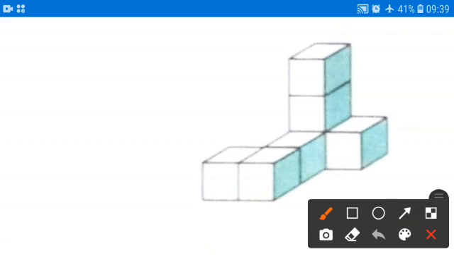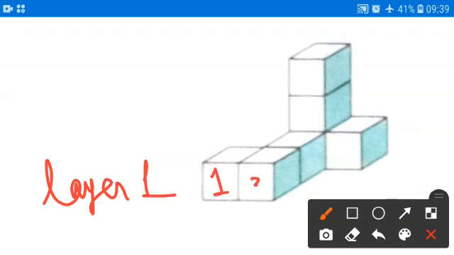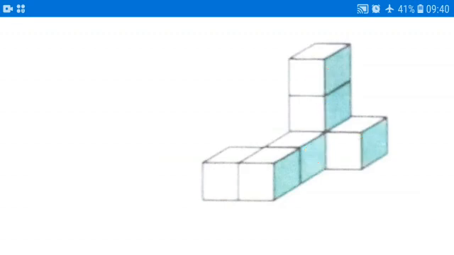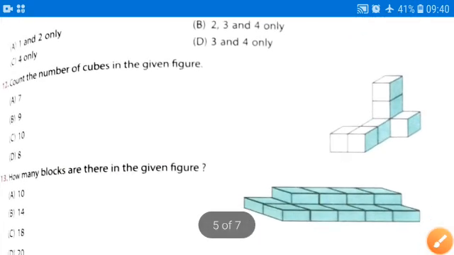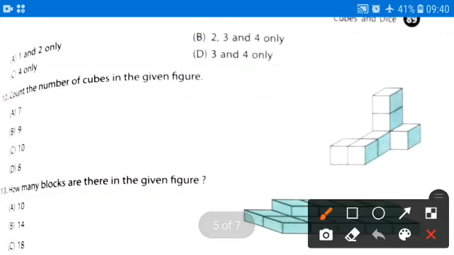So this is layer 1. In layer 1, how many cubes are there? 1, 2, this is 3. And this one at the 4th is hidden. This is 4th, this is 5th. Now this is 6th and this is 7. So a total of 7 cubes are there. The correct answer is option A, 7.